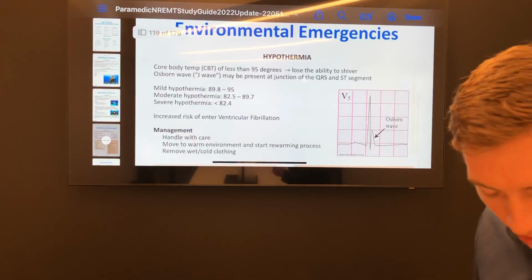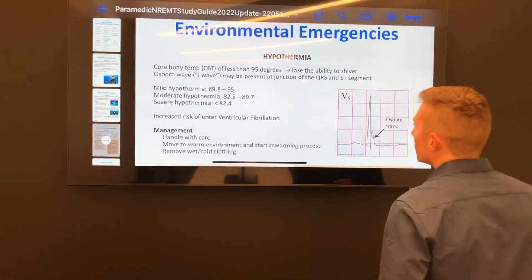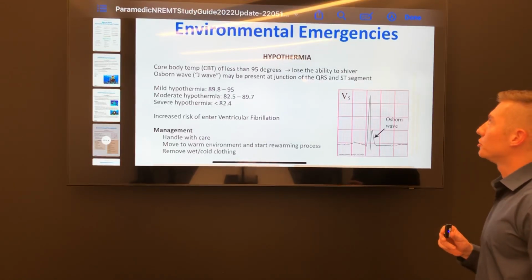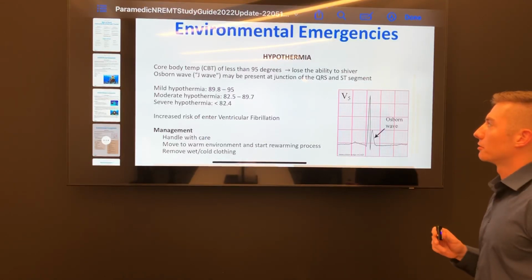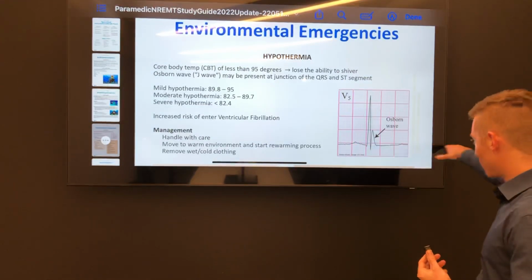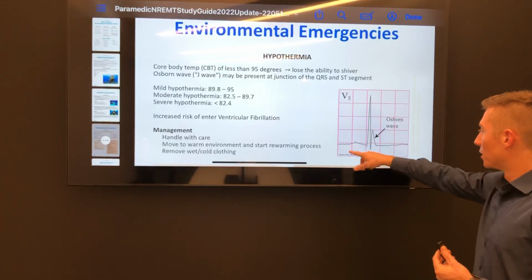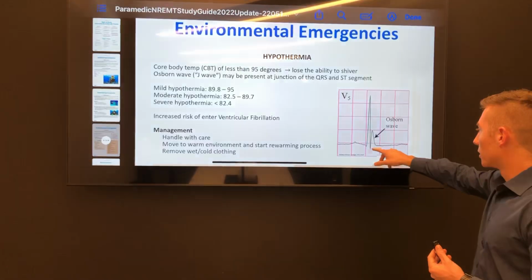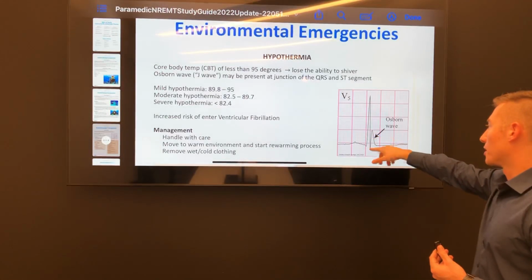If we're looking at environmental emergencies, we have hypothermia. Core body temperature of less than 95 degrees, you will lose the ability to shiver. You're going to get an Osborn wave, also known as a J wave. So again, we have our wave QRS here. So this is our P wave, Q, R, and then an Osborn wave or a J wave.